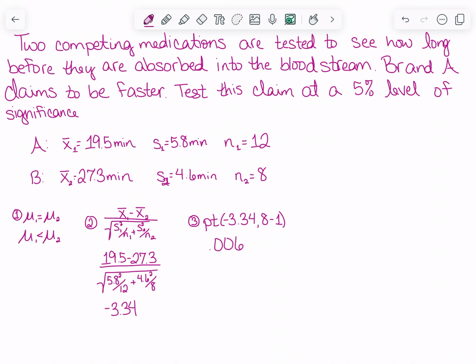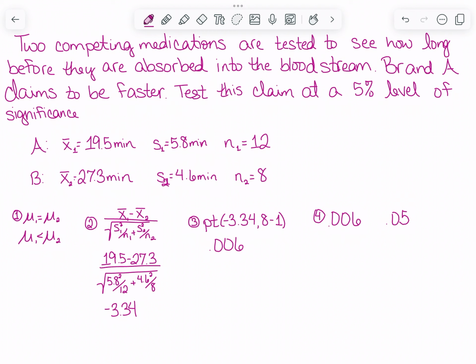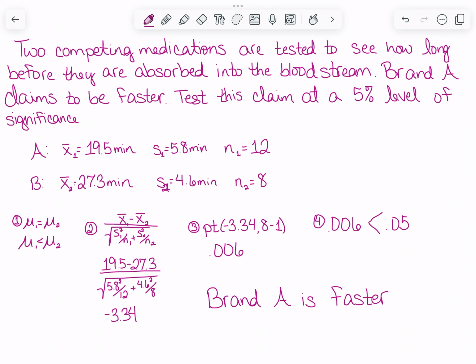Finally, we need to make our decision. Comparing the p-value we just found to our alpha, we can see that the p-value is smaller. That means the null hypothesis is false. This means that we can conclude that brand A is in fact faster than brand B.